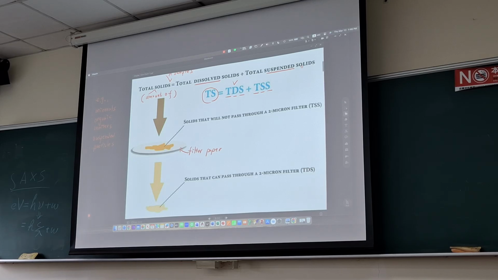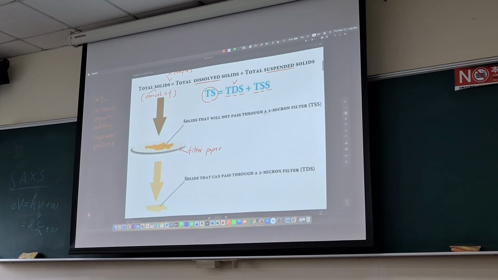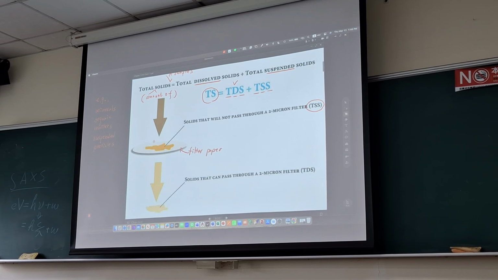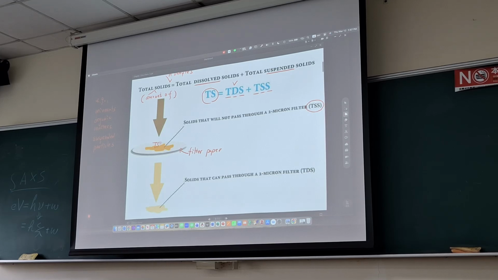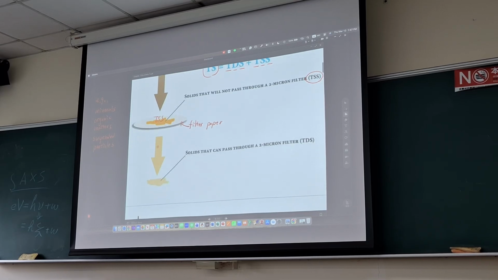The suspended solid cannot pass through the filter. So this is the remains of TSS. TSS remains on the filter paper, right? And which one passes through? TDS. So this is TDS.